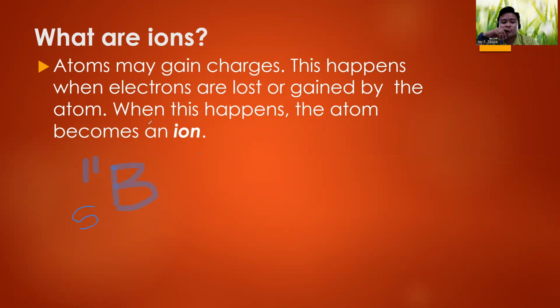An atom becomes an ion when it gains or loses an electron. Since boron is a non-metal, it will gain electrons, so it will have a negative charge. When it gains 1 electron, it will be called an ion. Or, for example, sodium: because it is a metal, it will transfer electrons. It will lose electrons, so it will have a positive charge.